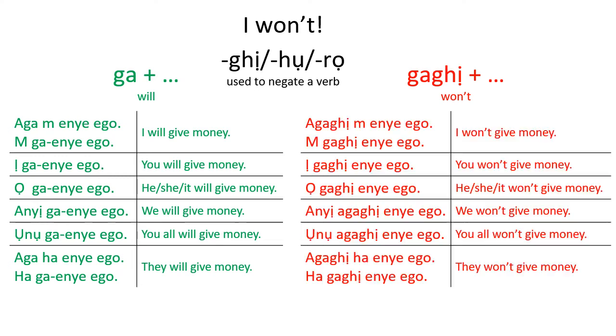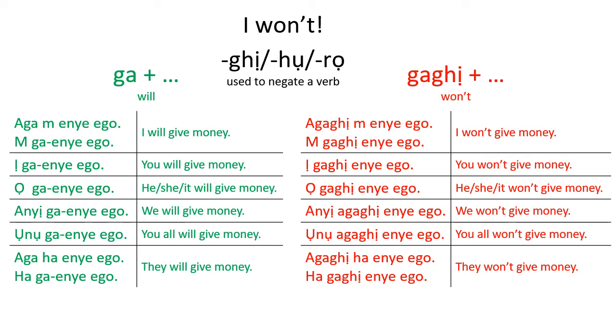Now here's how it would look and sound if we negate those statements. Agaghị m enye ego or m gaghị enye ego. Ị gaghị enye ego. Ọ gaghị enye ego. Anyị agaghị enye ego. Unu agaghị enye ego. Agaghị ha enye ego or ha agaghị enye ego.